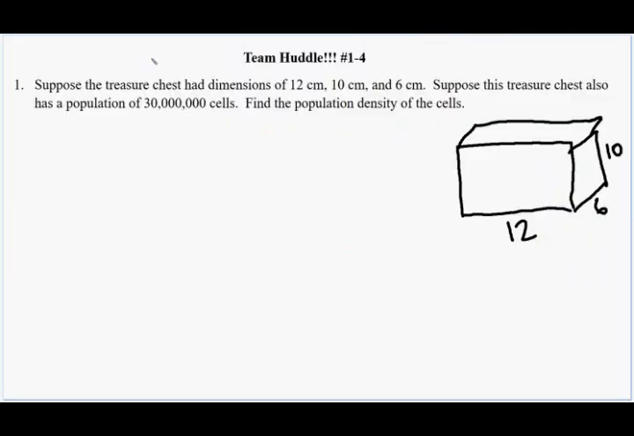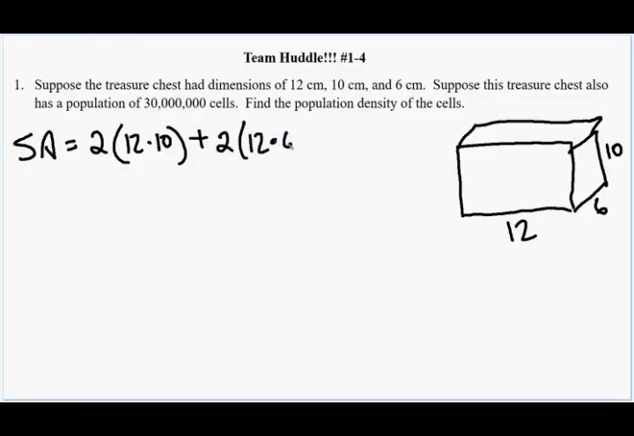Oops, wrong way. So surface area is the front here. This is going to be 12 by 10, and we've got 2 of them, 2 of 12 by 10. And then let's do top and bottom. The top here would be 12 by 6. And we've got 2 of those, a top and a bottom, 12 times 6. And then we've got the left and right sides. This side here would be 6 by 10. And we've got 2 of those, 2 6 by 10s.